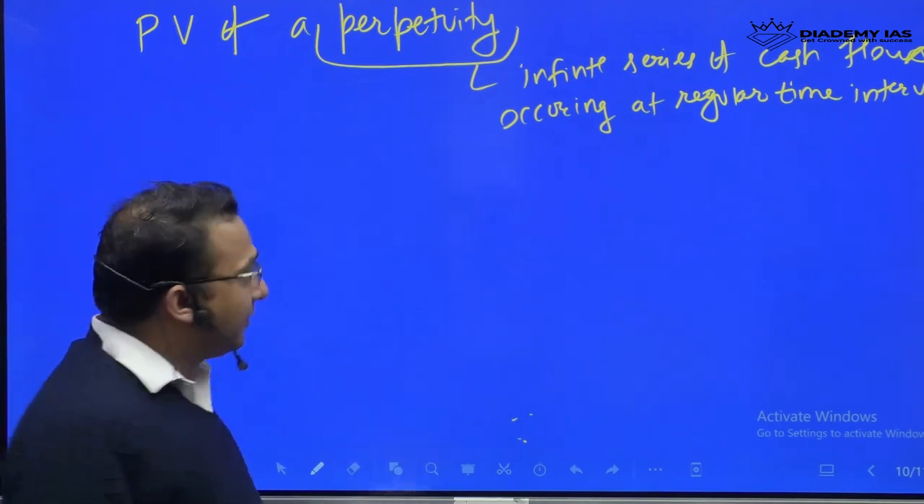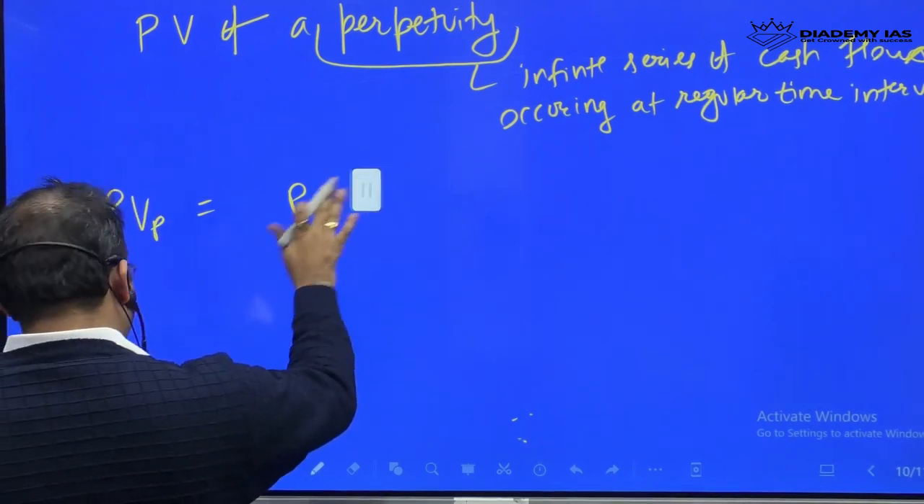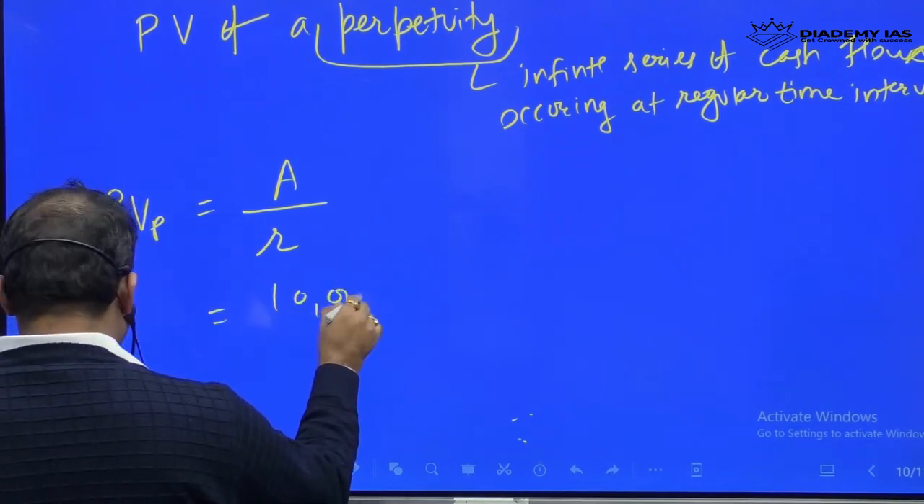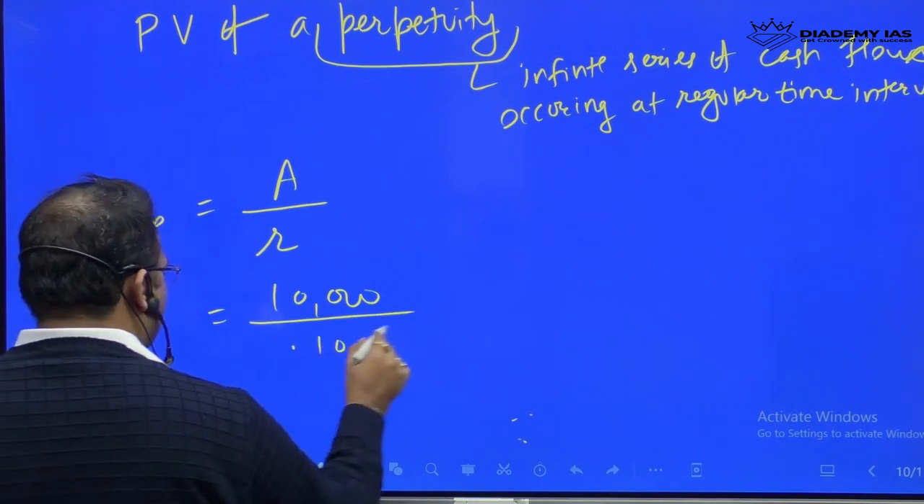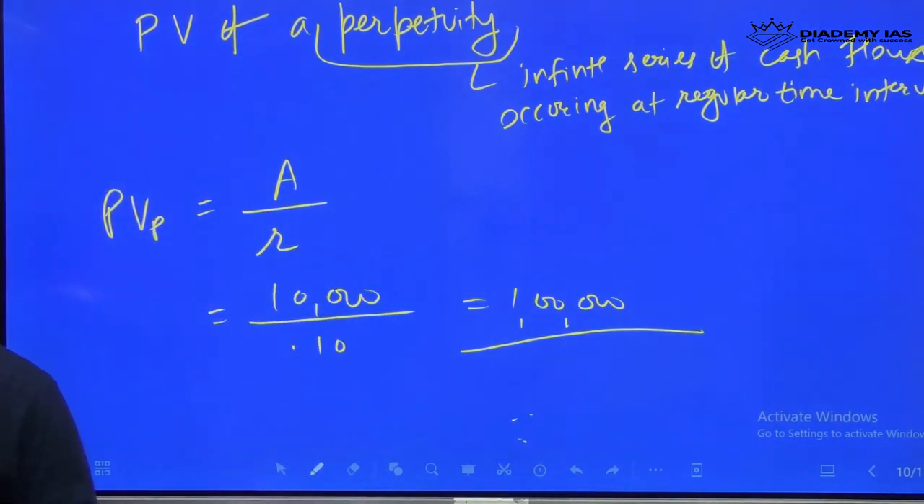It is very simple. The PV of a perpetuity, how do we calculate? P is equal to A divided by R. So suppose the person wants to receive 10,000 rupees and the rate of interest is 0.1. So you deposit 1 lakh rupees and every year you'll get 10,000 rupees. Very simple. So if the businessman wants to give a 10,000 rupees scholarship every year, this person has to invest 1 lakh rupees in the FD. That FD is giving 10,000 every year, and this is automatic now.